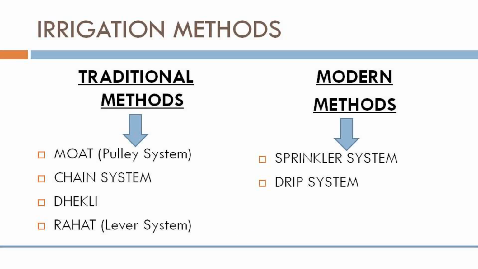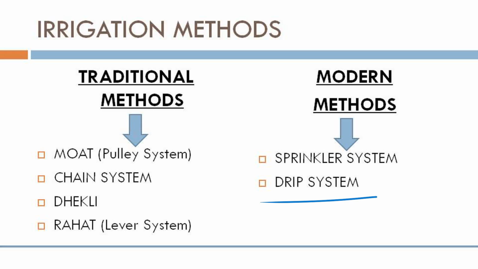Various irrigation methods have been used in our country and can be clubbed into traditional and modern methods. Traditional methods such as moat or pulley system, chain system, dhekli, rahat or lever system have been in use in our country. In addition to it, certain modern methods such as sprinkler system and drip irrigation system are now being used. Modern methods help us to save water.